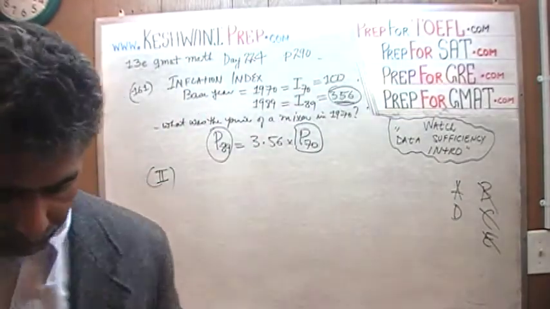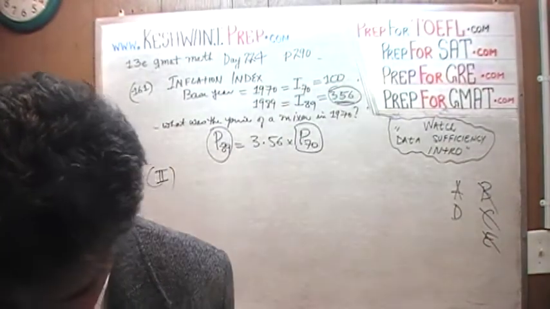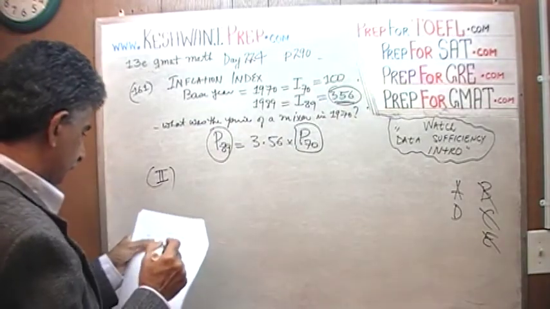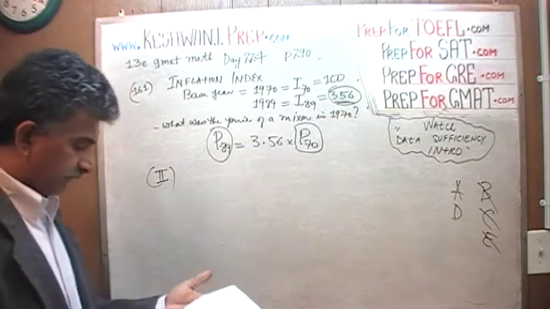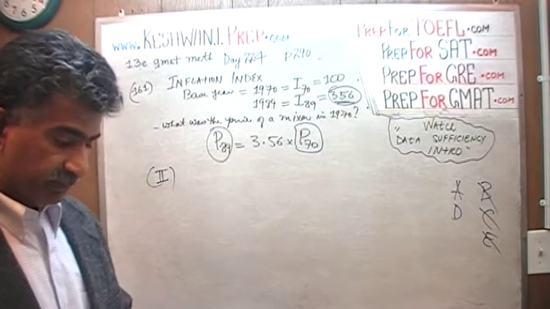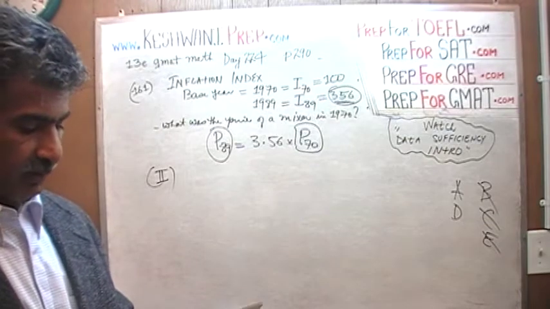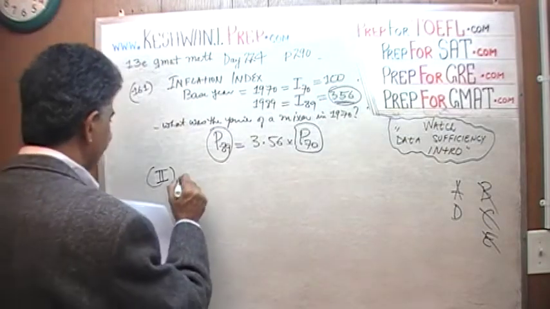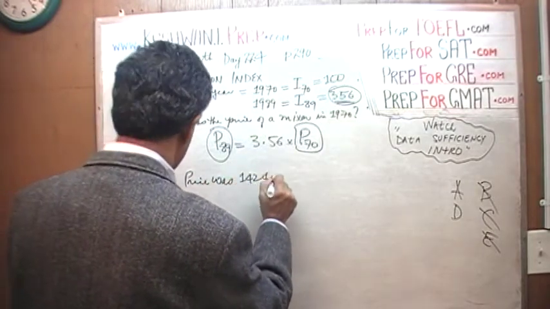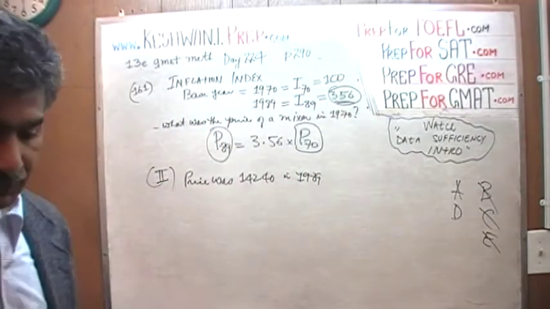In the second statement, they tell us the price was... what the hell, isn't that the same thing they told us before? Oh, in the first statement they tell us it was $102.40 more. In the second statement, it's not $102.40, it's $142. It says the price was $142.40 in 1989.